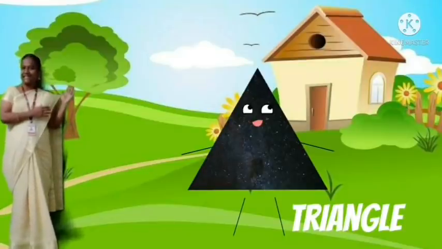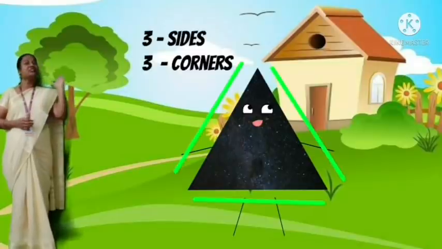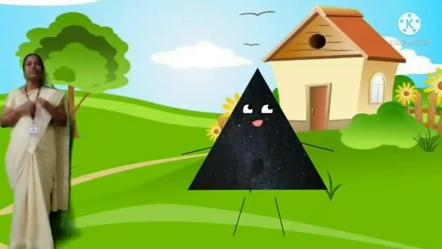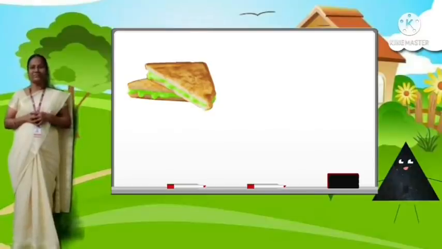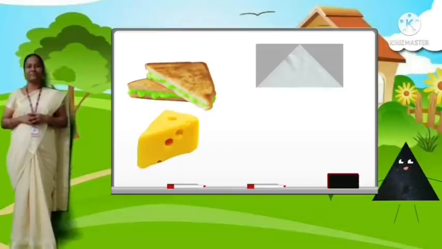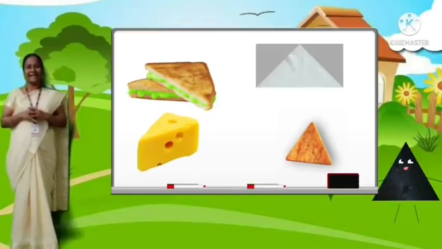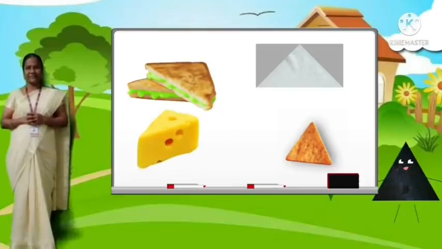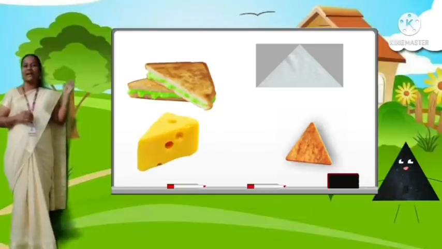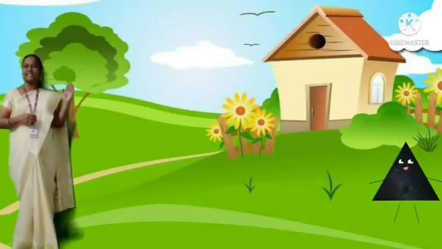Well, it has 3 sides and 3 corners. Now, let me show you some examples of triangle. Sandwich, cheese, tissue paper, bingo mad angles, etc. These things resemble the shape triangle. In these things, you can see 3 sides and 3 corners.